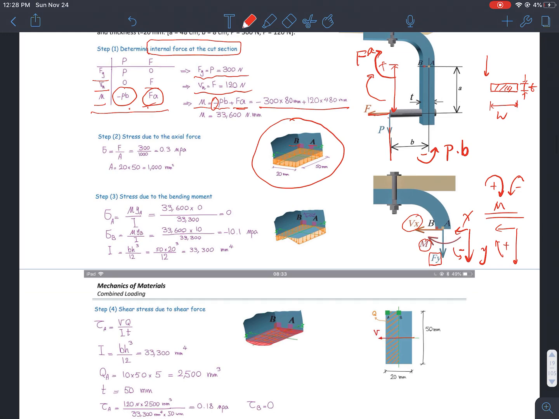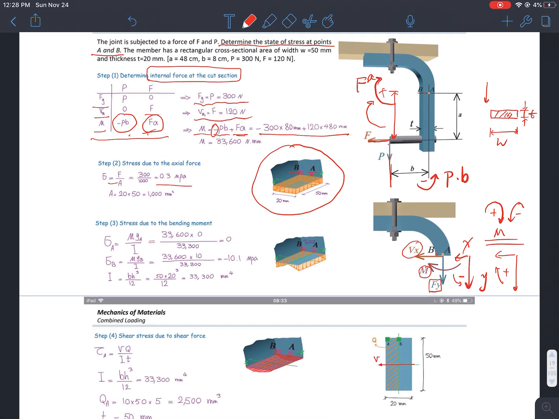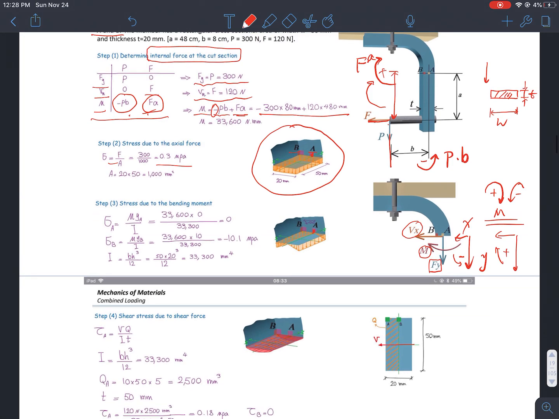All right, so now I have all the internal forces, and I can find my normal stresses. My point A, which is the side right here, only sees a normal stress by the axial force. So step two is to find the stress due to axial force. Sigma equals the total force divided by the area. Then B also sees normal stress. So at A and B, both of them see normal stress generated by the axial forces.